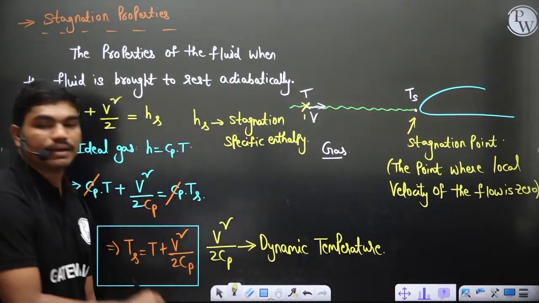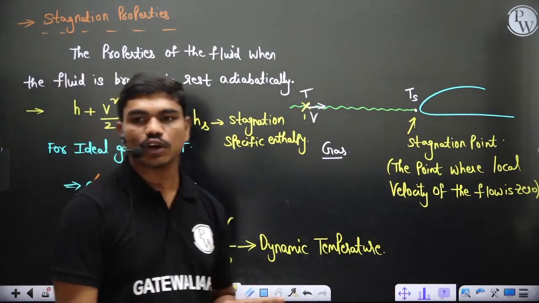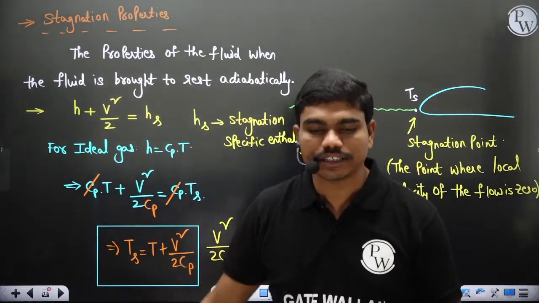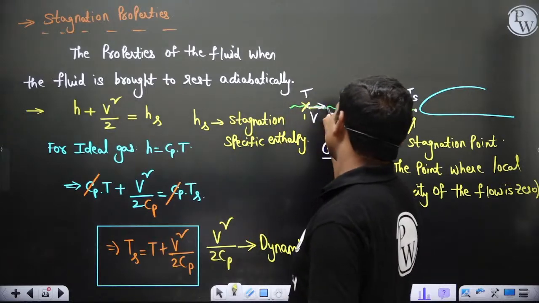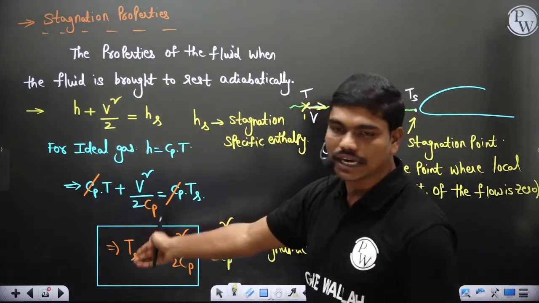This is called dynamic temperature, and this is how we calculate Ts actually here. So is this clear to all of you? Are you all clear till this point? Did you understand how we have calculated the stagnation temperature, Ts? So let's say if there is some flow of fluid at a velocity V, then this is how we calculate the stagnation temperature because of this understanding.